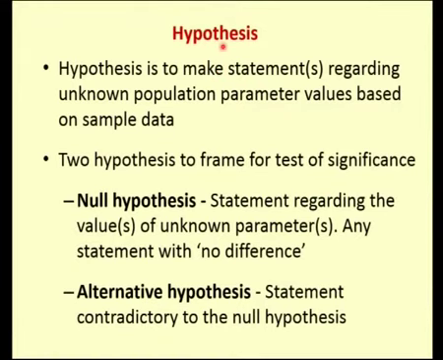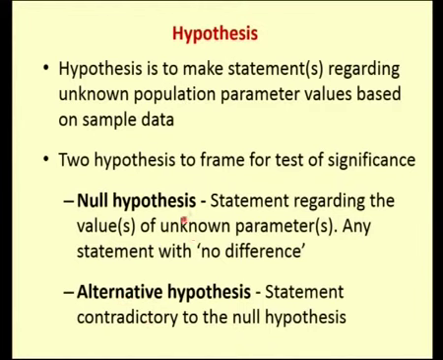It is nothing but a statement regarding the unknown population parameter based on the sample data. So, it is nothing but a statement. It is an assumption about the population under study. And we need to frame two types of hypothesis always. One we call as the null hypothesis, the other one as the alternative hypothesis.